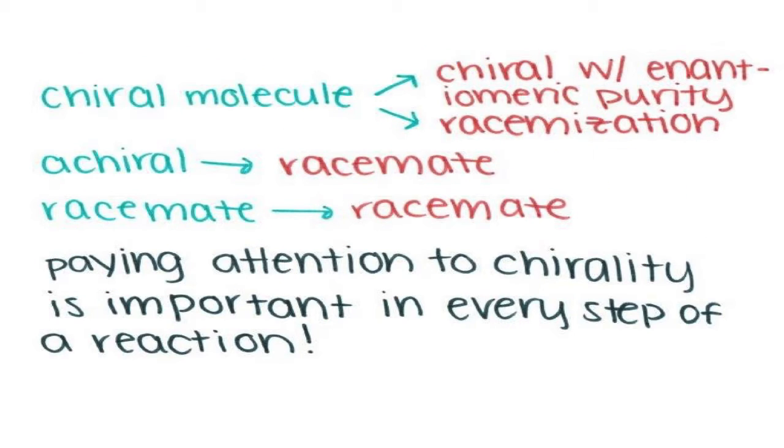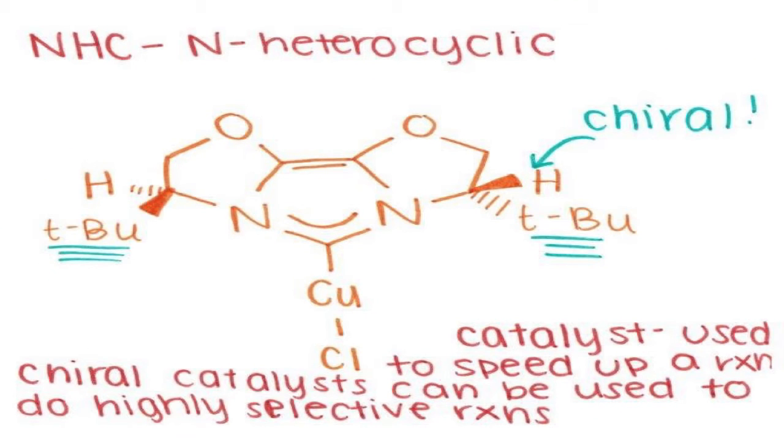A chiral molecule can create another chiral molecule or a racemic mixture, but an achiral molecule can only create a racemic mixture. Therefore, it is important to pay attention to chirality in every step of a reaction. In my organometallics research lab at Dartmouth, I am attempting to synthesize the chiral NHC catalyst shown here. Chiral catalysts can be used both to speed up reactions and to promote selectivity. We hope that the research we are doing today can aid the development of new pharmaceuticals tomorrow.